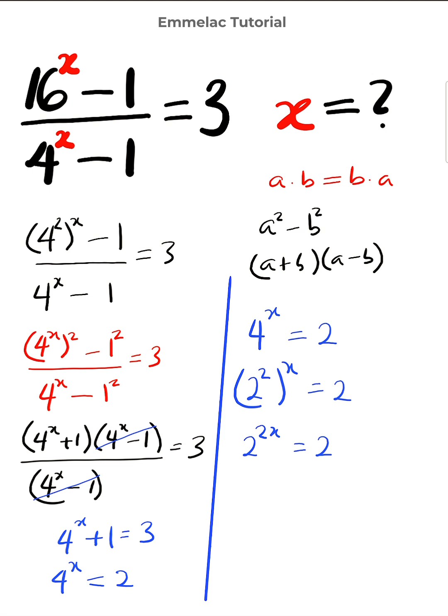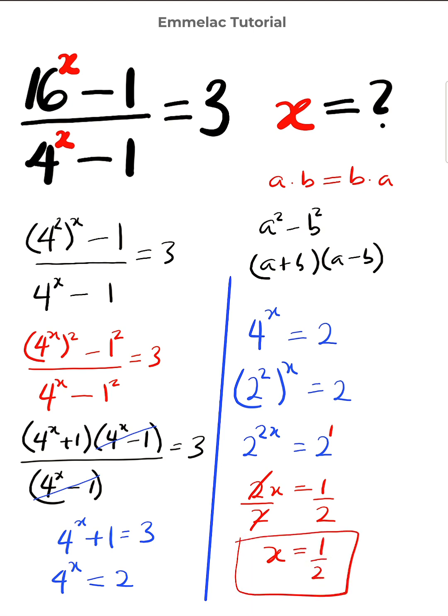And let us recall that 2 here is raised to 1. So I have here 2x equals 1. Dividing both sides by 2 so that we can find the value of x, then our x here equals 1 over 2. So this is the final answer that satisfies the equation above.